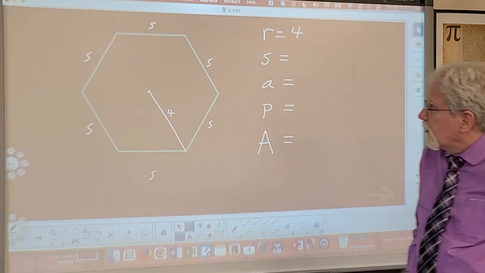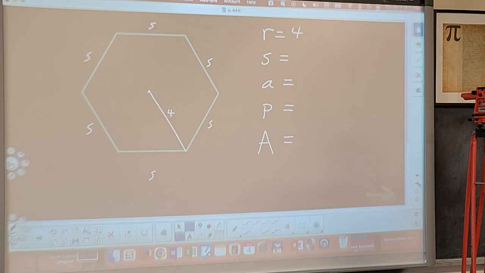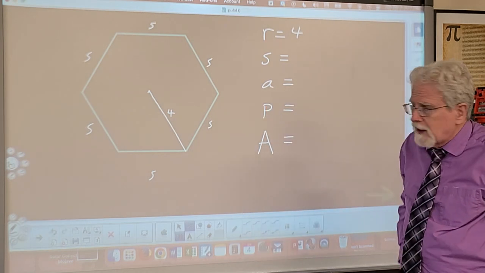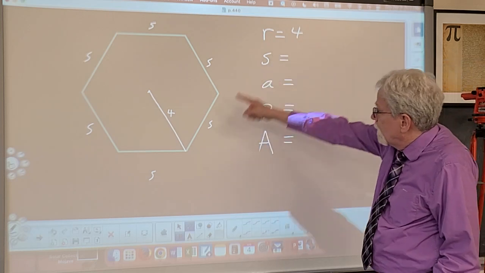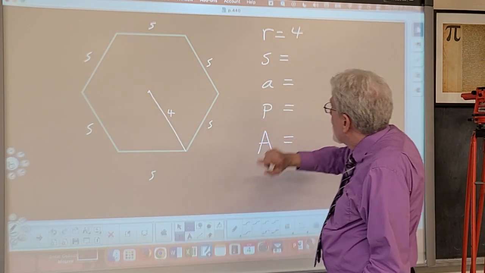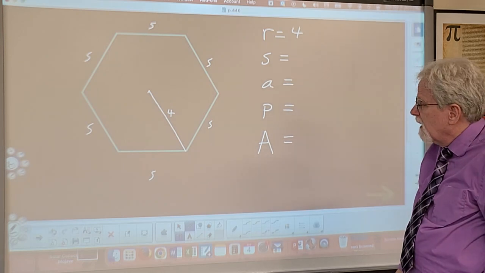Here's another example. This example is actually easier, and do I have time? Ooh, just barely. Let's squeeze this guy in. I've been given a regular hexagon. Yeah, we love hexagons. A regular hexagon, the radius is 4, and I'm told, oh, I need to find out what S is. I don't have anything else. How are we going to do that?